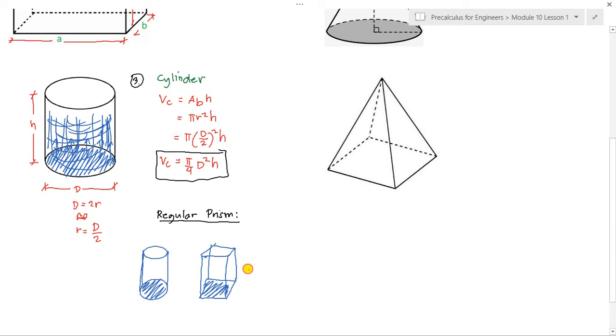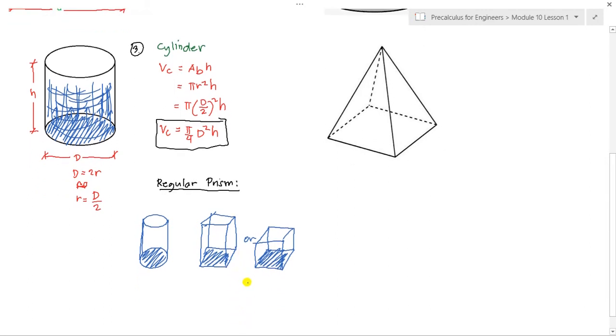Or it can also be a cube. Let's say our extrusion or the height is just the same as the side of this square. So we have generated a cube. Again, the principle is still area of the base multiplied by the height. Even if we have here a triangle, an equilateral triangle, or even if it is not equilateral, as long as it is a triangle, if we take some extrusion or project it at a certain height, we have created a prism.